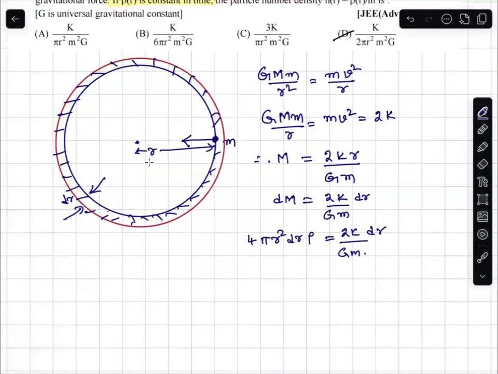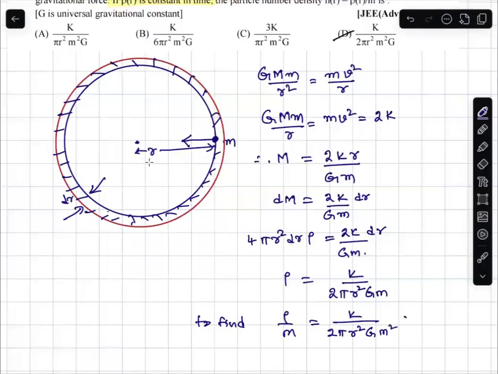By the way, what best we can do is rho can be given as k by 2 pi r square g into m. But that is not your answer. Unfortunately, every denominator contains an m square term. They are asking you to find rho by m, which is equal to k by 2 pi r square g m square.